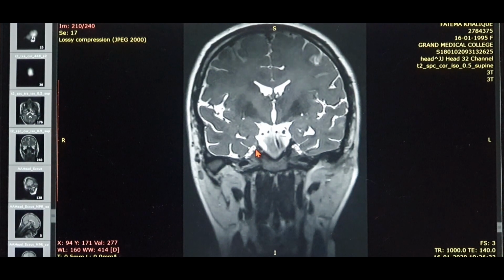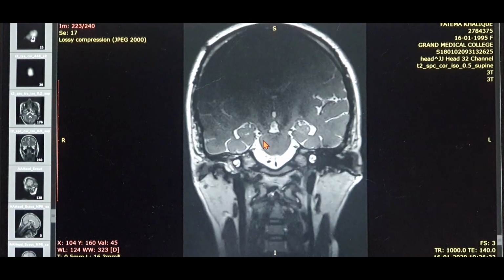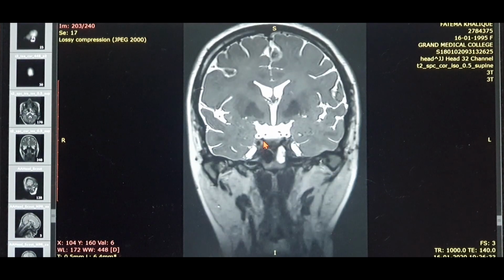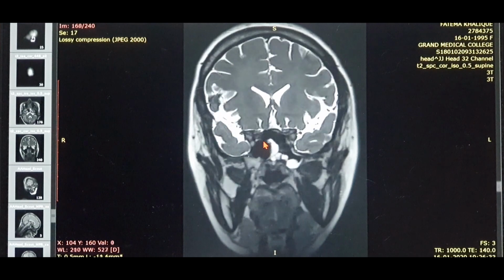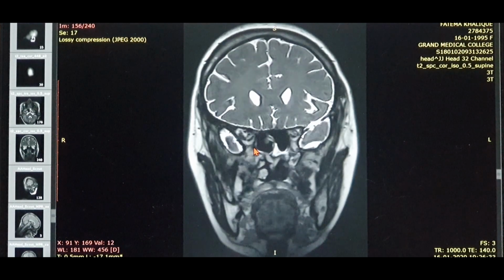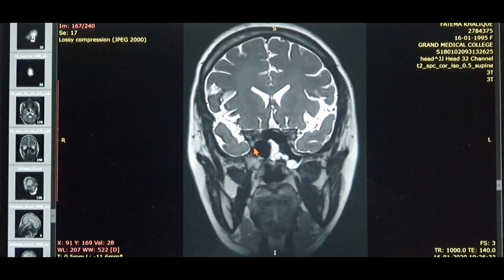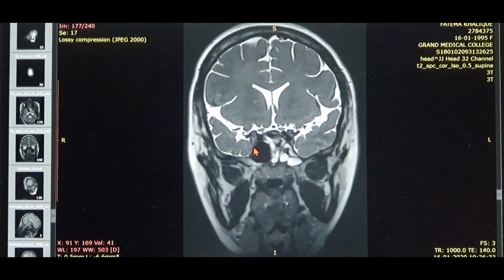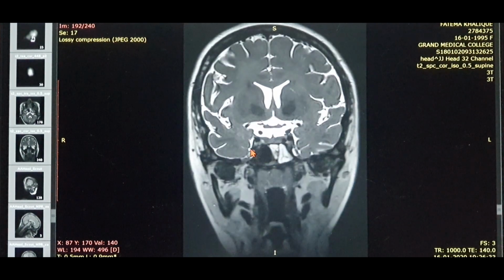locating the ICA on the coronal section is that you first go at the level of the sphenoid sinus. Okay, you go at the level of sphenoid sinus. See, this is the level of sphenoid sinus. You go posteriorly, you keep on going posteriorly until you start seeing the cavernous sinus. Now to locate the cavernous sinus, on post contrast or on T2 it will flare up.